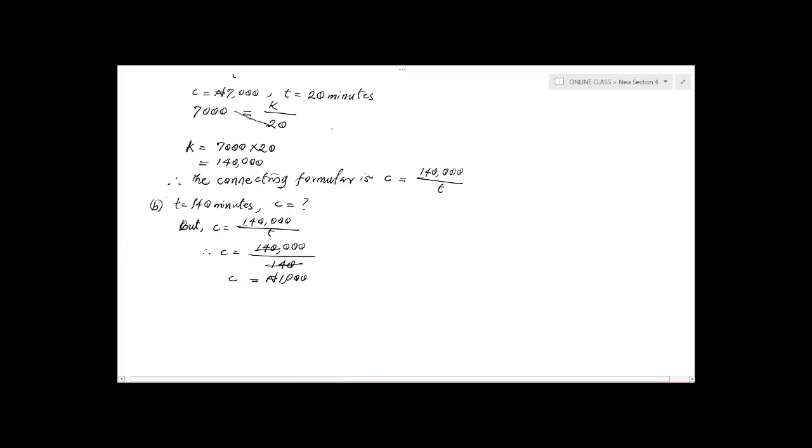You must end it in words, because when the question is given in words, you end it in words. You now say, therefore, thus, the cost of feeding is 1,000 naira. Any question at this point?